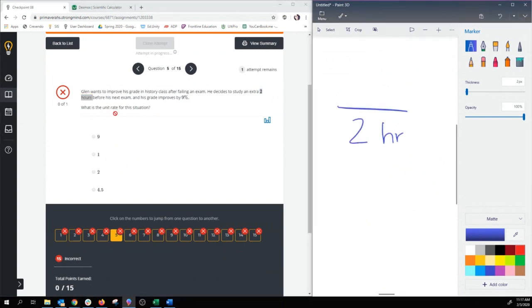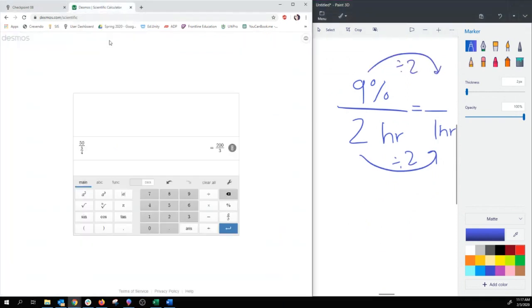And his grade improved by 9%. So let me double check the answer key. I just want to make sure that the 9% we can leave as a whole number. Yes. So his grade improved by 9%, right? So if I want to know how much his grade would improve if he studied for 1 hour, I would divide top and bottom by 2. So if I have 9 divided by 2, what decimal would that get me? Remember, 9 divided by 2. We're dividing here.